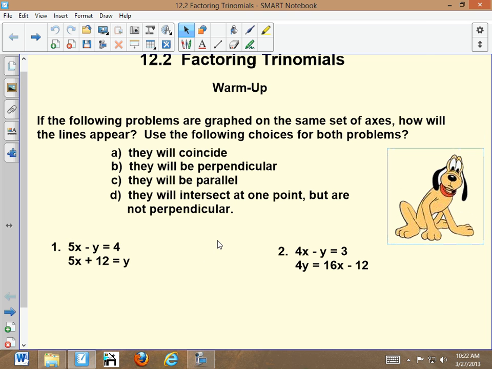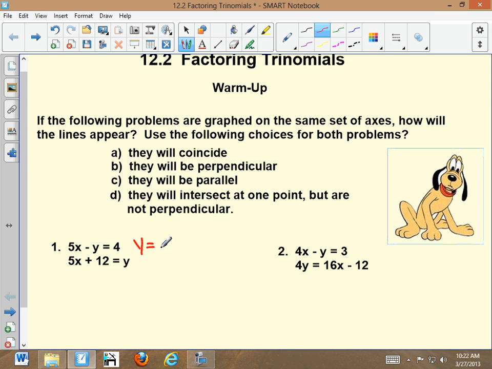Okay, in order to find out what these two lines have in common, I'm going to have to isolate the y. So this is y equals 5x minus 4. This one is y equals 5x plus 12. My slopes are the same. When my slopes are the same, it's either coincide or parallel. In order for it to be coincide, it has to be the same line. Same slope, same y-intercept. That means this is parallel.